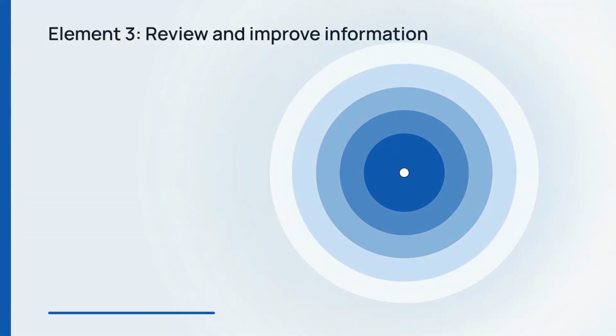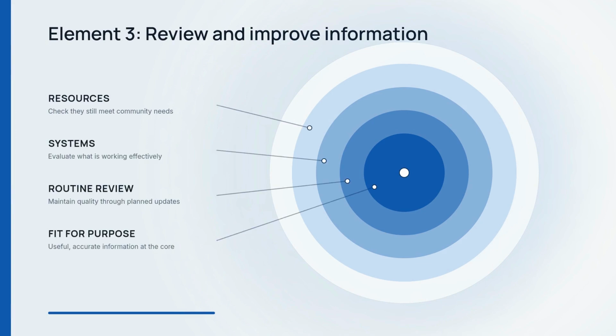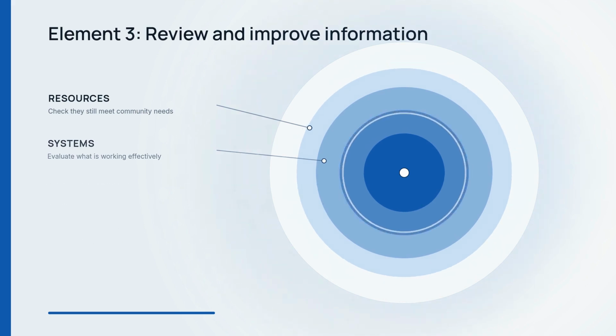Element 3 is about reviewing and improving information. For assessment, you'll need to show that you can evaluate whether resources still meet community needs and whether current systems are working effectively. You'll also need to look for ways to maintain quality through routine review, updates, and continuous improvement, so information stays useful, accurate, and fit for purpose.